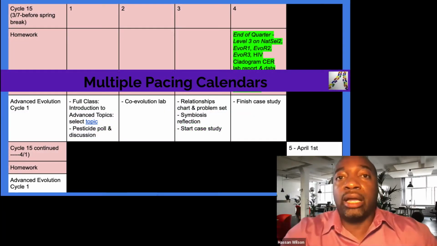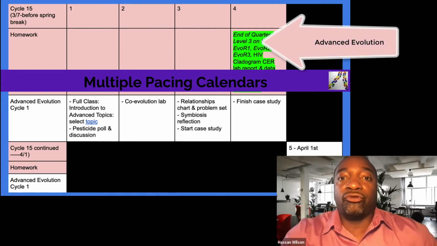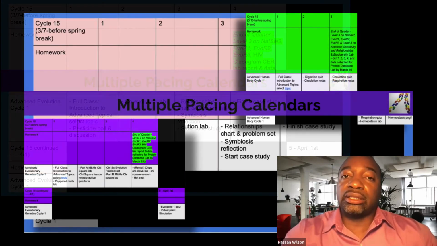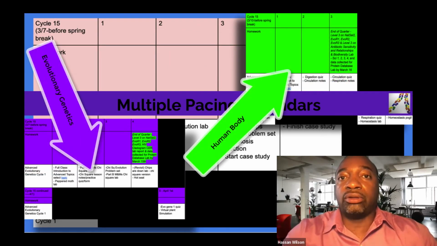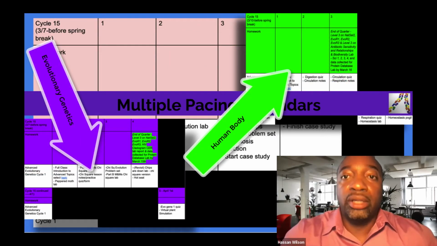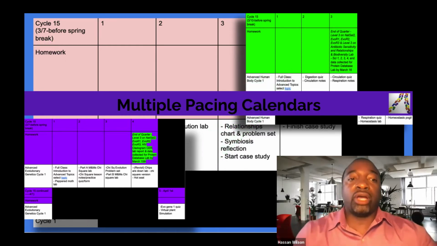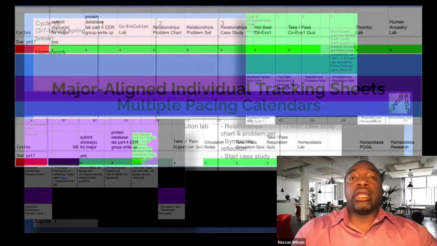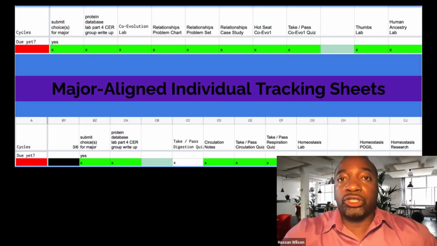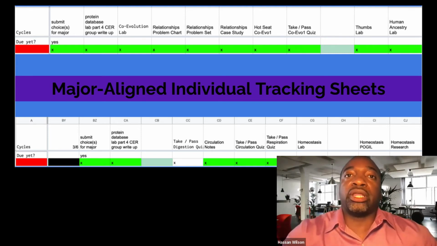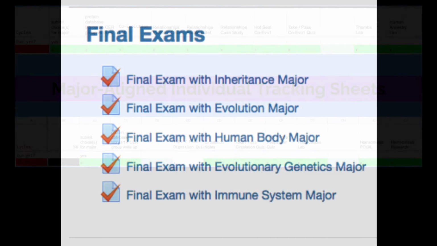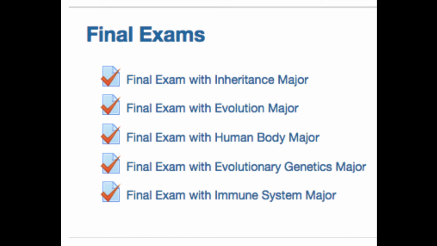For my pacing calendars, I would create a color-coded pacing calendar for each of the minors and each of the majors. Since that tool, the pacing calendar, was really useful to my students, I wanted to make sure that when they were in their minor or major, they still had the same resources that they found helpful with asynchronous learning. And then for their individualized spreadsheets, I would update it with a pull-in for their major or minor.